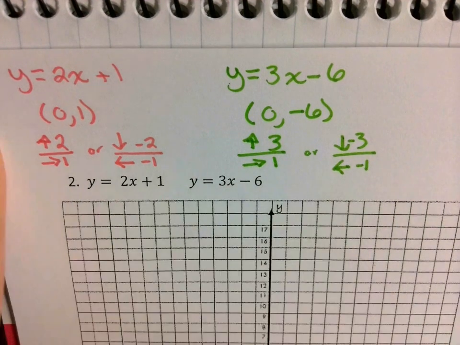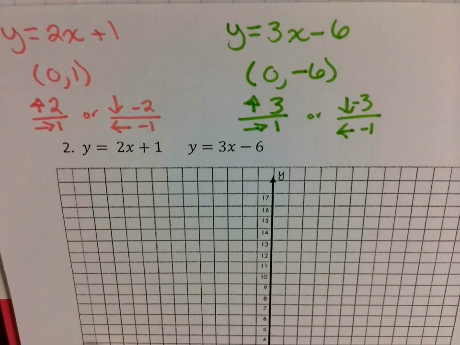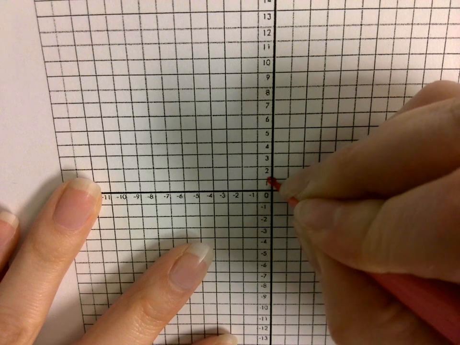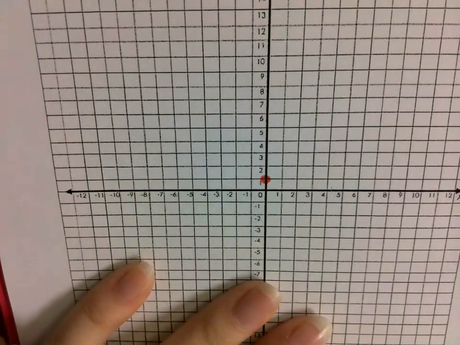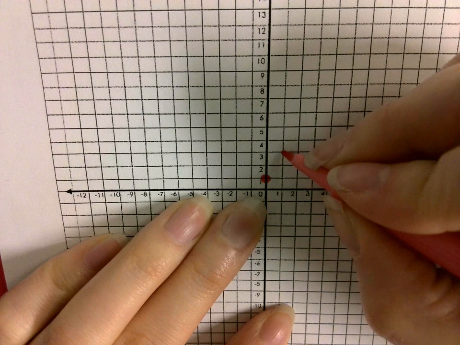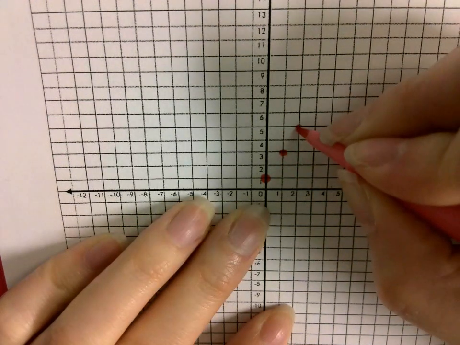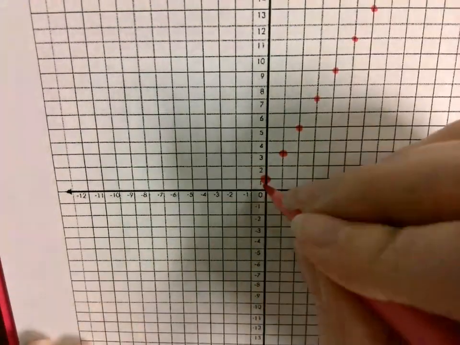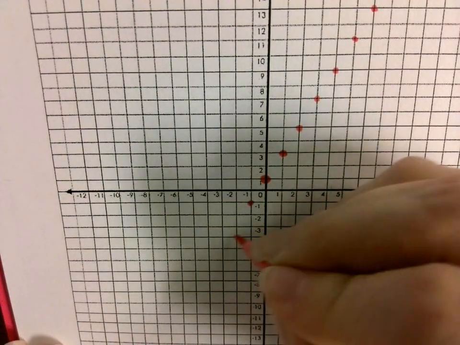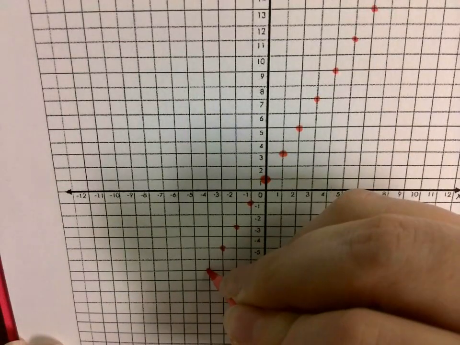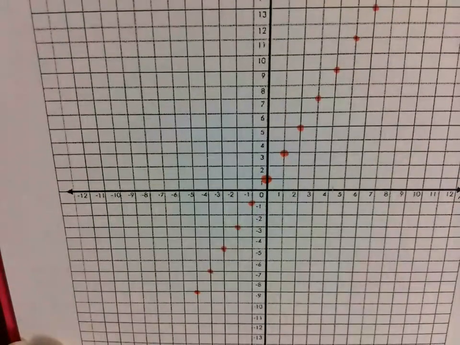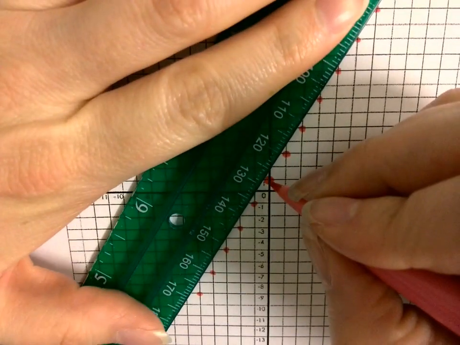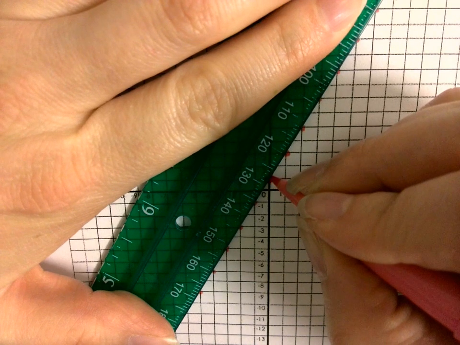So when we graph this, let's graph the pink line first. We're going to graph at a positive 1 for my y-intercept. And then I'm just going to go up 2 to the right 1 continuously, and then the reverse, down 2 to the left 1. Okay, that creates this lovely little line here. I'm going to go ahead and connect.